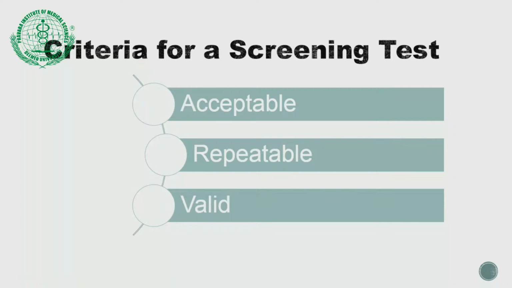The third important criteria for a good screening test is validity or accuracy. It refers to the extent to which the test accurately measures what it's supposed to measure. There are two important components of validity. The first is sensitivity and specificity. Both these measures are given in terms of percentage values. Now we will see evaluation of screening tests and deal with sensitivity and specificity in detail.